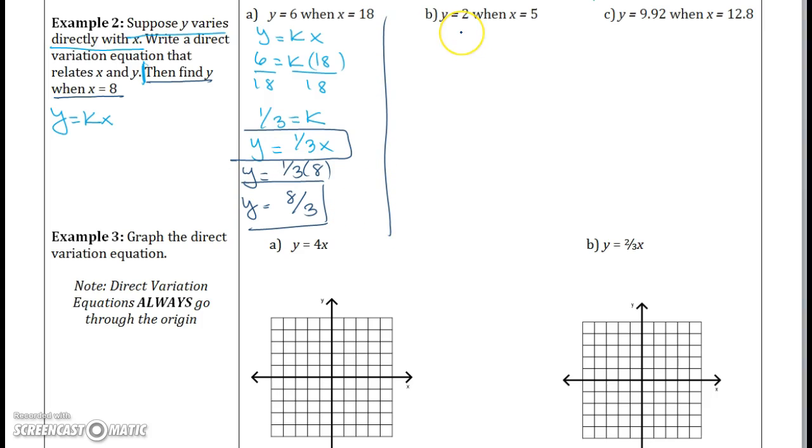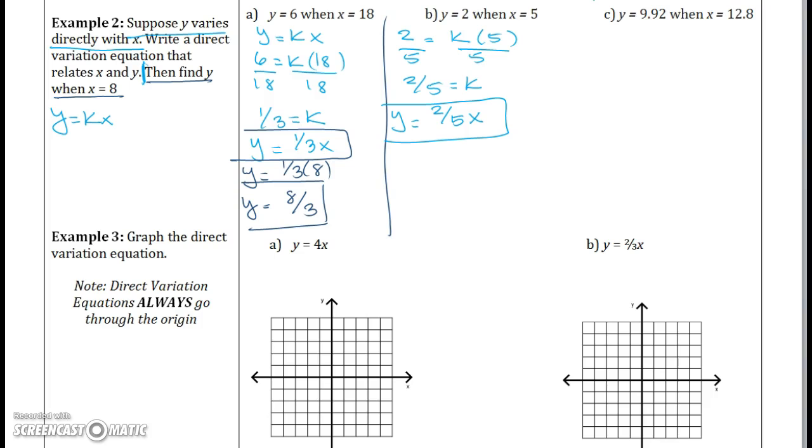Won't leave you yet. Y equals kx. Write my direct variation equation. So 2 equals k times 5. Divide by 5, divide by 5. 2 over 5 is equal to k. Not always a fraction, but this time it is. So what's my equation? Y equals kx, so y equals 2 over 5x. One of my answers done.